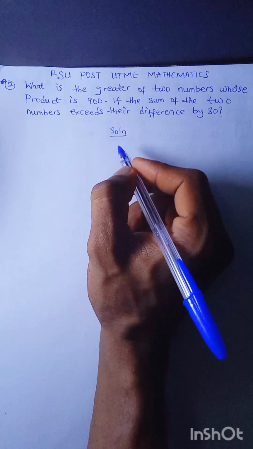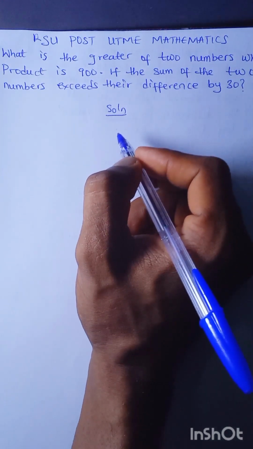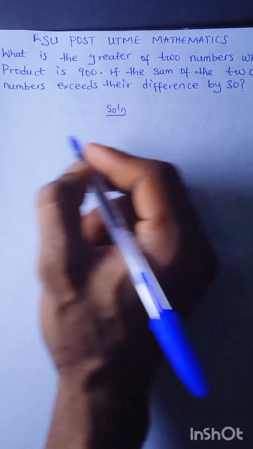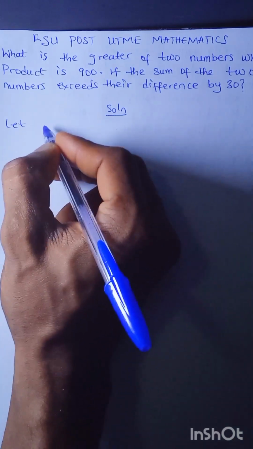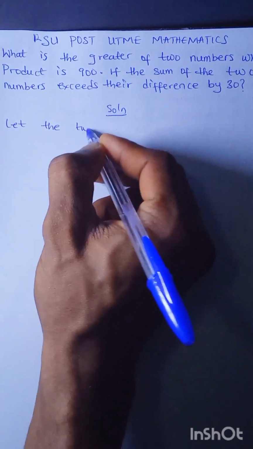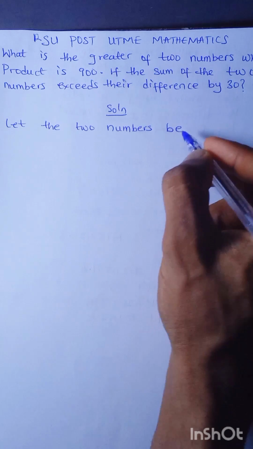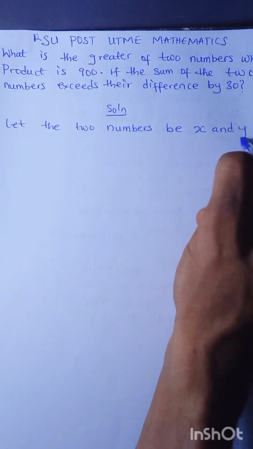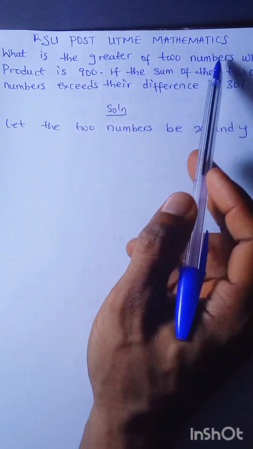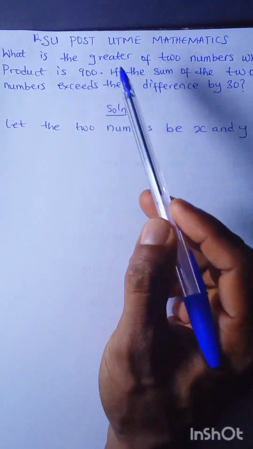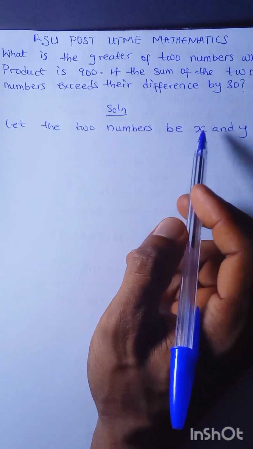Okay, let me zoom in a bit. First of all, we start by saying let the two numbers be x and y. Now from the first statement, it says what is the greater of two numbers whose product is 900. So what we are going to do is find the product of the two numbers and equate it to 900.